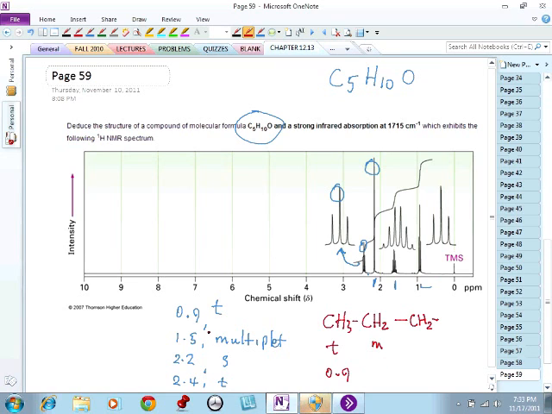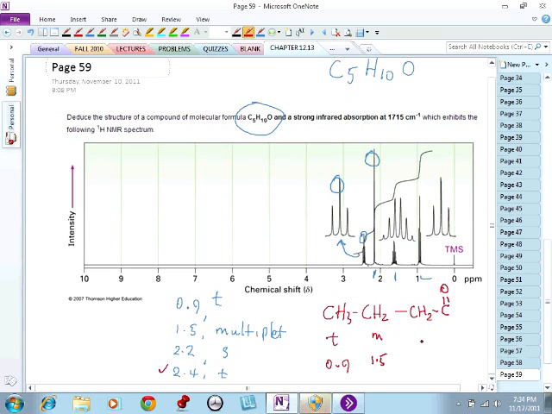That is the 1.5. And then this one here, the 2.2, will be next to a carbonyl because we have oxygen here. Keep in mind we have an index of hydrogen deficiency of 1. Okay, so that is the triplet here, so that's 2.4. And finally, we have a singlet, which is the one at 2.2. Okay? And if you look at this formula here, it fits the molecular formula that we are given.